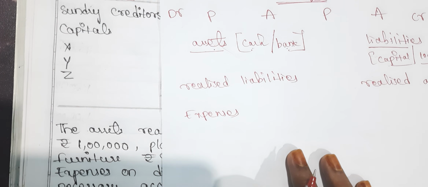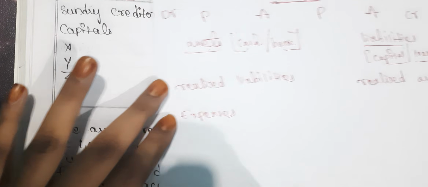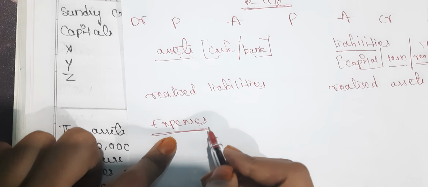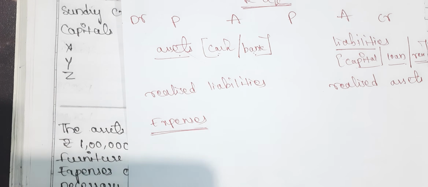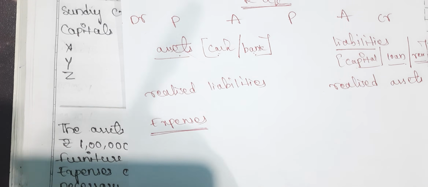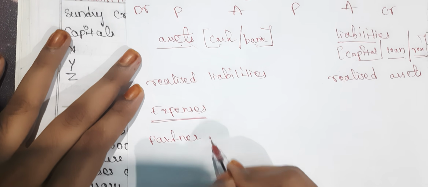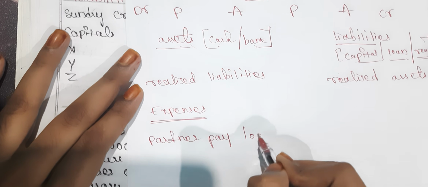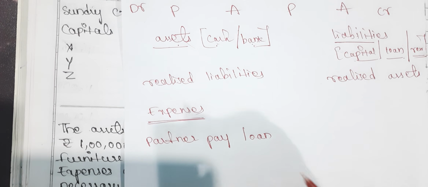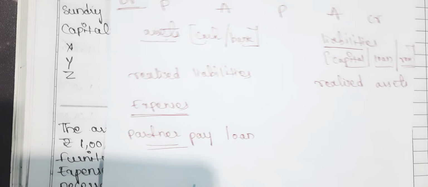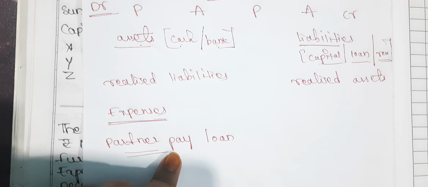Expenses on dissolution or any other expense, if you see it in the question, take it on the debit side. And if a partner needs to pay a loan to someone, if the partner had agreed to pay the loan, that should also be taken on the debit side. Make sure: expenses and partner's loan payment.